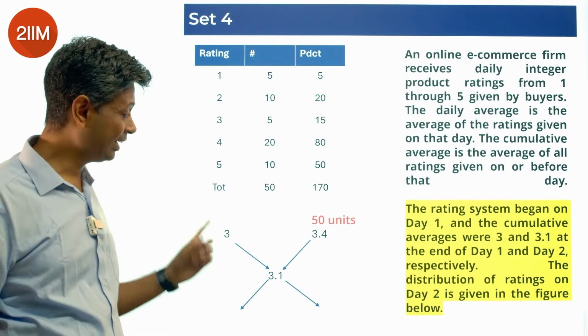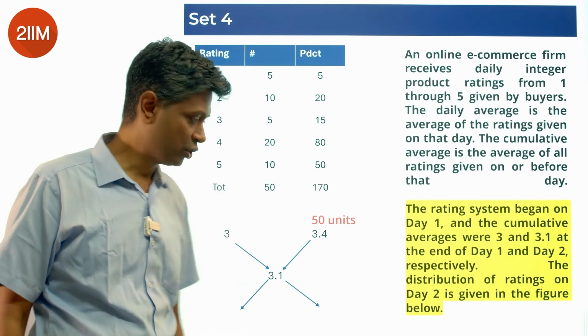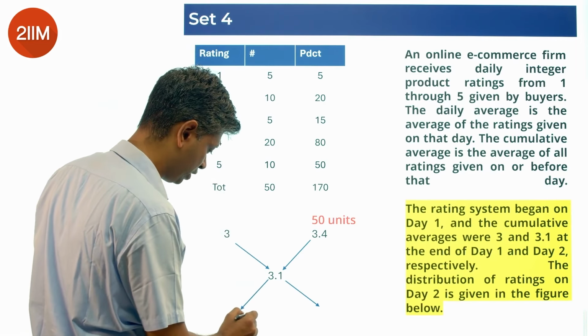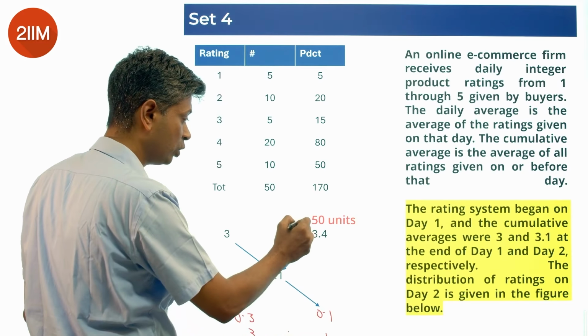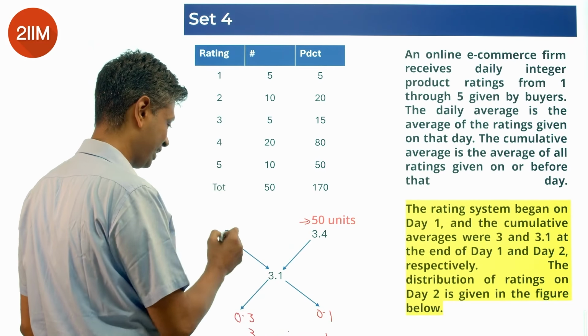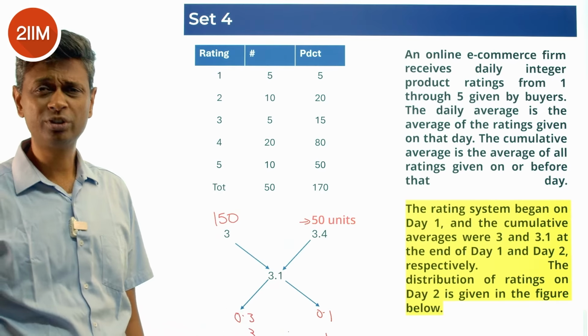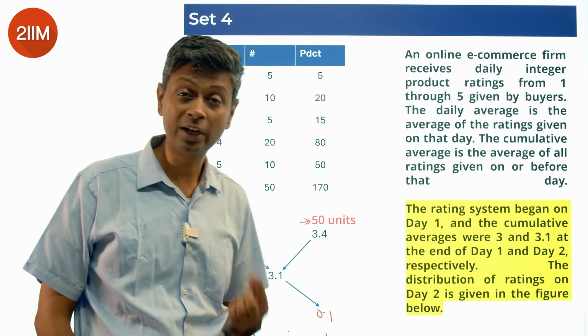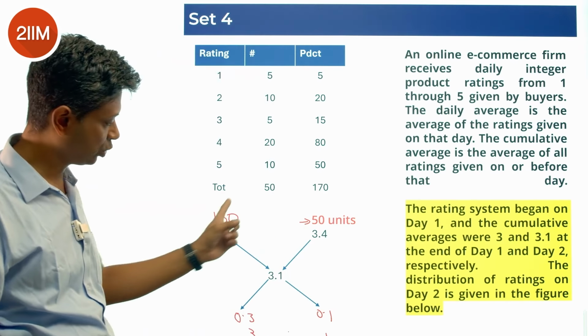The 3 and 3.4 are mixed together to give a cumulative rating of 3.1. They should be mixed in the ratio 0.3 is to 0.1 or 3 is to 1. 50 units on day 2. Then on day 1 we should have had 150 units. We're mixing 3 and 3.4 to get 3.1. In what ratio are we mixing this? We are mixing in the ratio 3 is to 1.